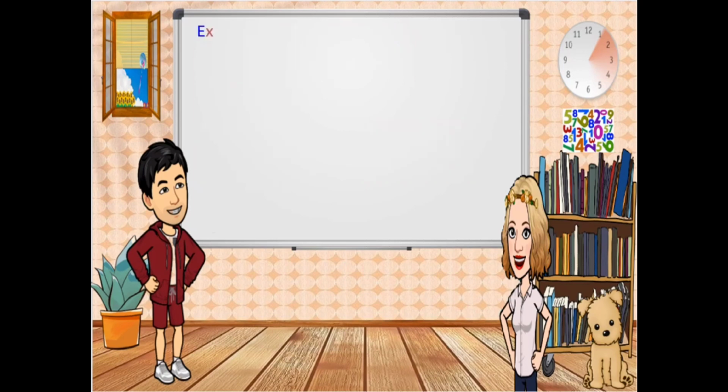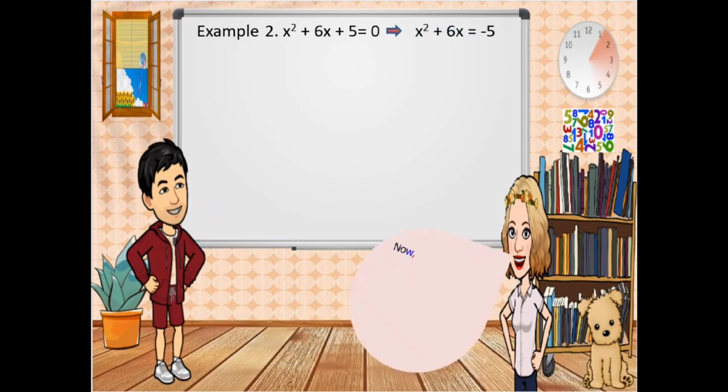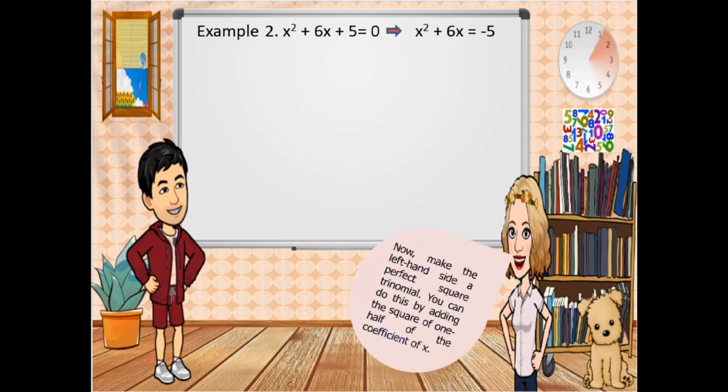Another example. x squared plus 6x plus 5 is equal to 0. Separate the constant term. Since the constant term is 5, that will be x squared plus 6x is equal to negative 5. Now, make the left-hand side a perfect square trinomial. You can do this by adding the square of 1/2 of the coefficient of x.